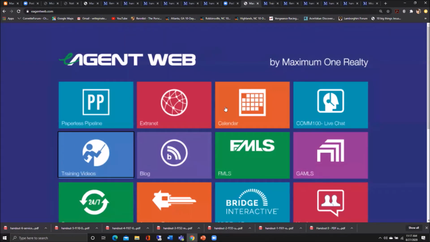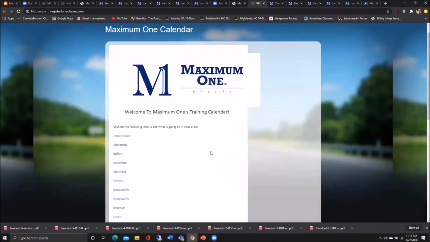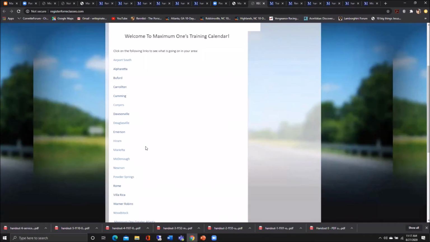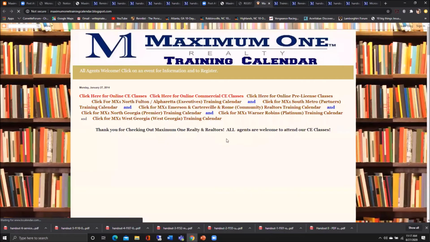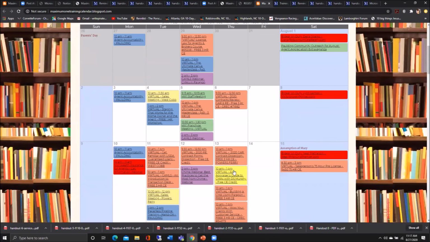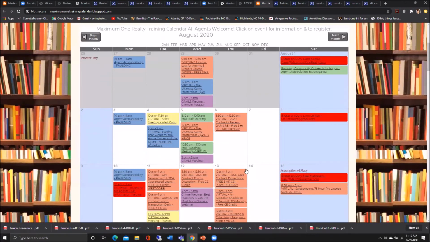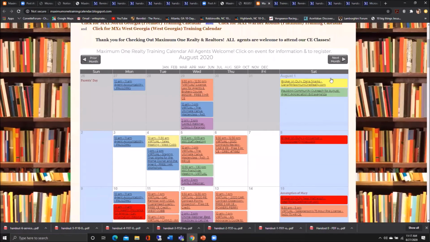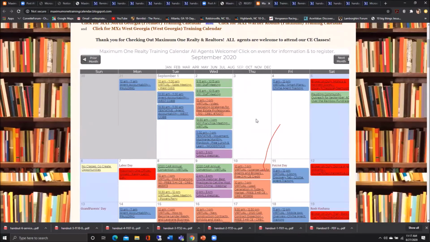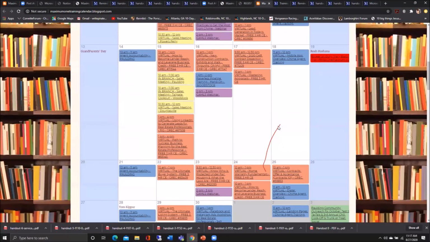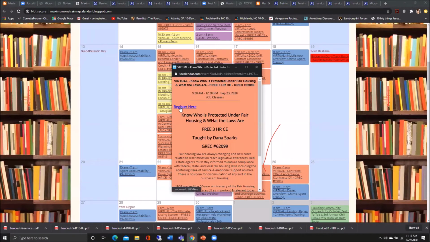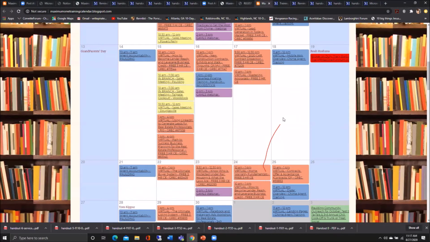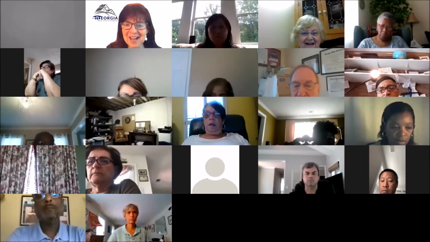Additionally, while I'm here, on eagentweb.com, if you click on the tile that says calendar, and go to Marietta, again, things are a little different since we're teaching classes virtually, but if you click on Marietta, you will get the training calendar, and all the classes in orange are the CE classes, and they are all virtual. So this is the master calendar for all the virtual classes, and you can skip ahead to September, and our September calendar is posted. So if you see anything you like virtually that you want to take, you would just click on it, and it takes you to the registration. You click on it and you can register. I'm teaching a fair housing class the end of September. So while we were there, I just wanted to go ahead and show you that. So I hope that helped everybody.